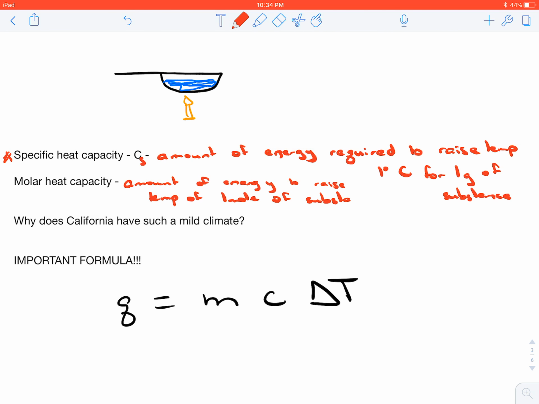Of a substance. So it's talking about how much energy it takes to raise the temperature of 1 mole of a substance. Now, that brings us to a very interesting conceptual question. Why does California have such a mild climate? We know that some specific heats, there's a table of specific heats listed, but up here, in this example, we talked about metal having a very low heat capacity, aka a specific heat, but water having a very high specific heat. So California has a really mild climate because it's surrounded by water, and that water keeps the climate pretty mild. It keeps it from going too high or too low.